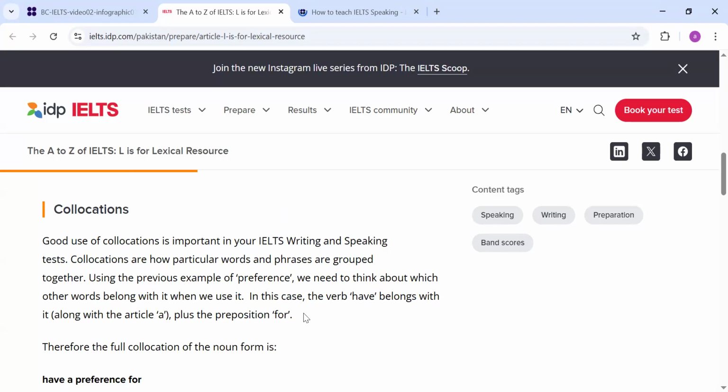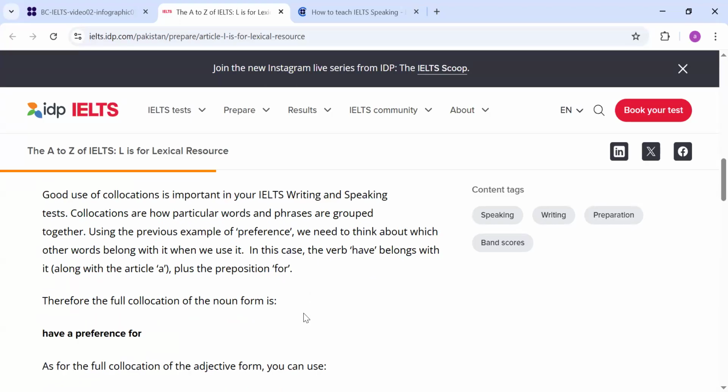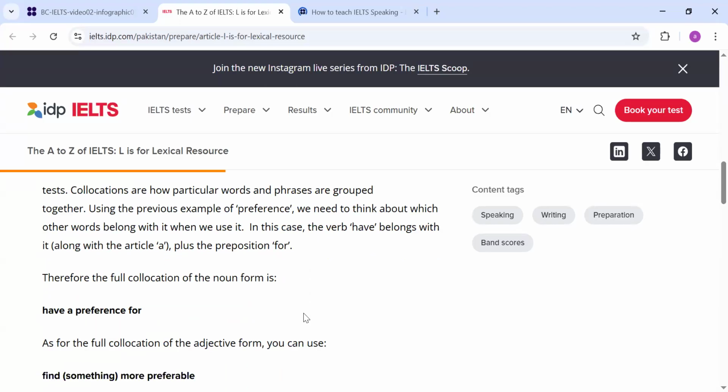Even many words don't sound right. Can you make a coffee? We can't say can you create a coffee. We usually say can you make a tea or coffee. So here create is not a good word, but we need to use make. I hope you got the idea. There are different words we can use. You can't say do the coffee. We just say do the homework. Have a preference belongs together, along with the article a plus the preposition for.